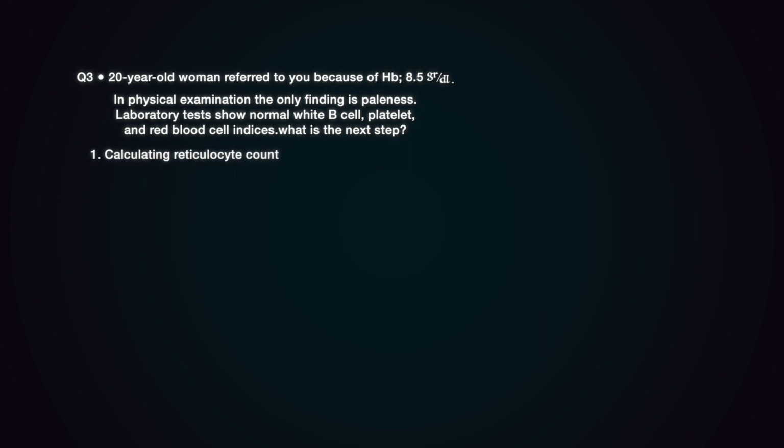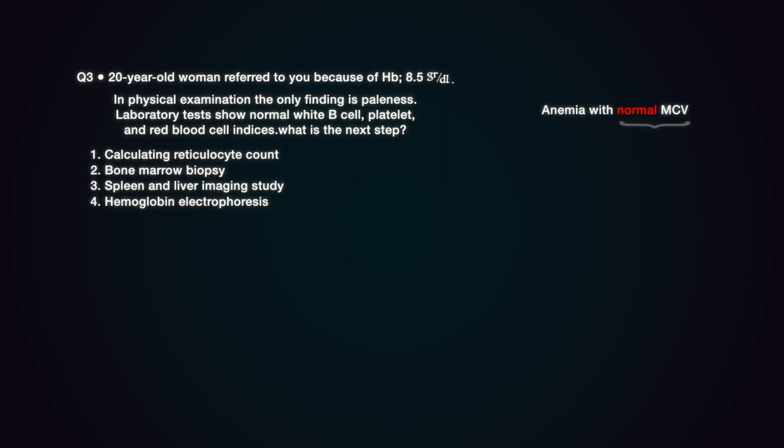1. Calculating reticulocyte count. 2. Bone marrow biopsy. 3. Spleen and liver imaging study. And 4. Hemoglobin electrophoresis. So here the question presents an individual who is asymptomatic, anemic, and has normal MCV. What the question asks is, what do you recommend when the anemic patient has normal MCV?